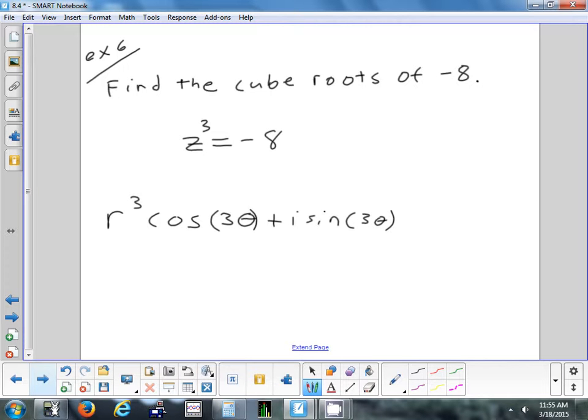Okay. Any question on that? Is that too confusing to do both steps at once? Okay. The step before it would have been r cosine theta, i sine theta, all to the third power. Then you would have cubed the r and tripled the angle. Okay? So that's your left-hand side. Now the right-hand side, negative 8. There's no imaginary part to that number. We just went left 8. So my radius is 8. And my angle, well, Victoria, what's my angle over here?